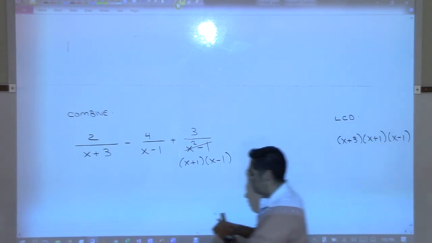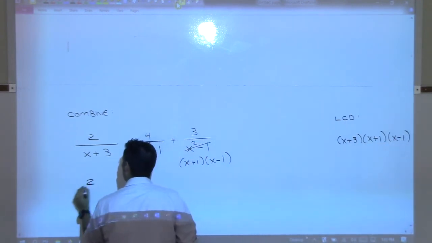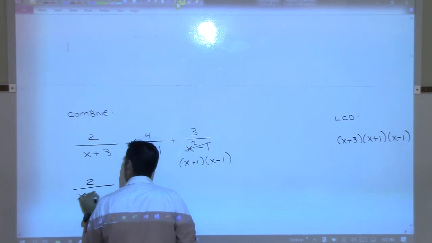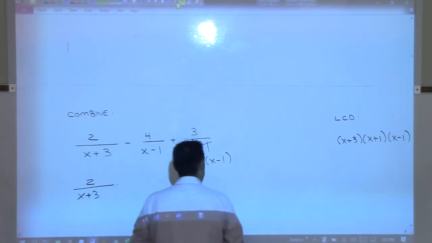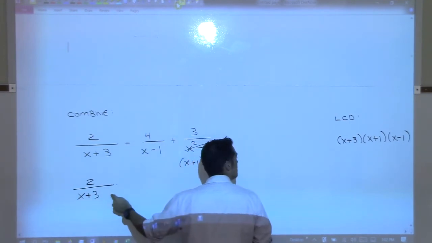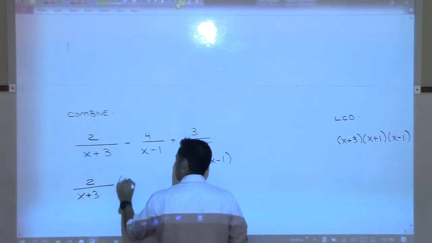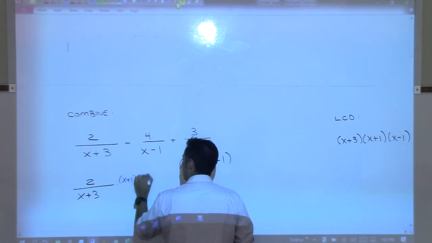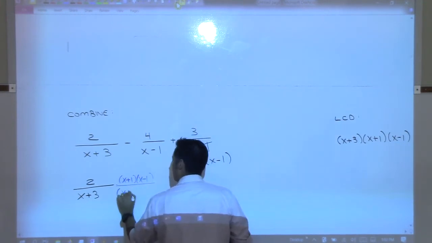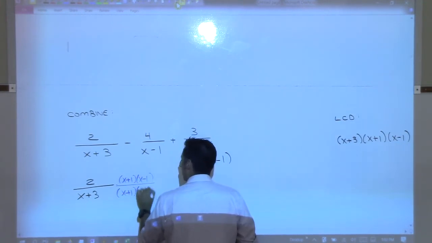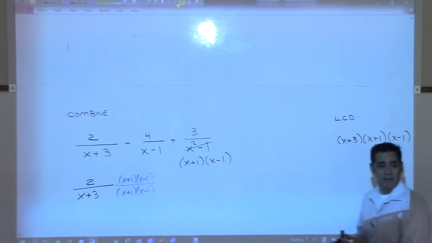On this first one, I have 2 over x plus 3, and I'm going to multiply that by what? What do I need down here? You're going to need an x plus 1, x minus 1, both on the top and bottom, right? x plus 1, x minus 1 over itself. And that will give us the denominator we need.